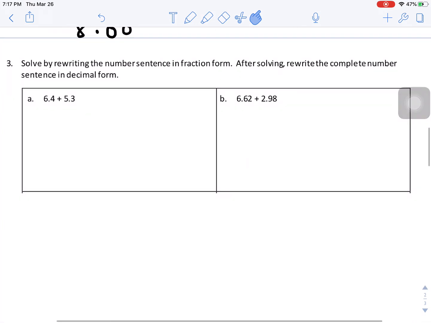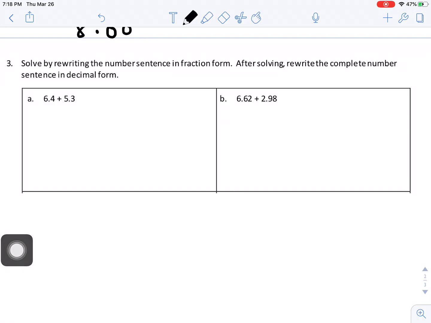You will also have, on the back of your page, number 3, which is solve by rewriting the number sentence in fraction form. After solving, rewrite the complete number sentence in decimal form. So just like our learning target said, we are converting our decimals to fractions in order to add them, since we've been practicing that a lot. So we are going to rewrite these numbers in fraction form.